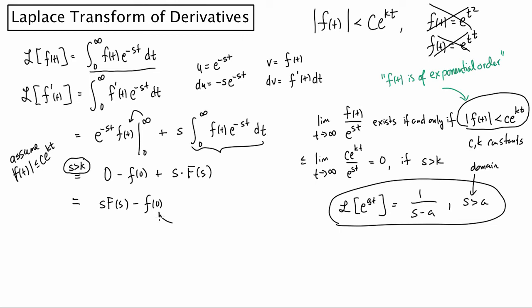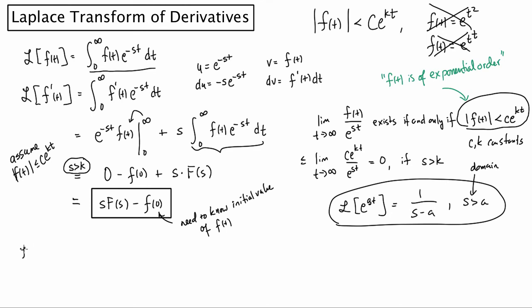So notice that I need to know an initial value of the function f of t. I'm not going to be able to get by without knowing that for the problems I'm looking at. So there is the first formula that we've come up with. The Laplace transform of a derivative is s times the transform of the function minus the function's value at 0.